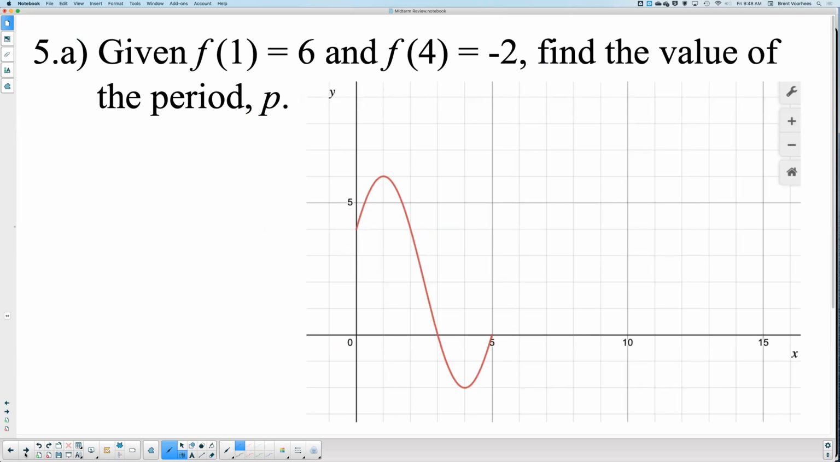Now, given f of 1 equals 6 and f of 4 equals -2, find the value of the period P. All right. What do they tell us? What does it mean if they say f of 1 equals 6? Yeah, so at x equals 1, your y value is 6. So this point, they're telling you that point is perfectly on that coordinate grid. That's 1, 6, okay?